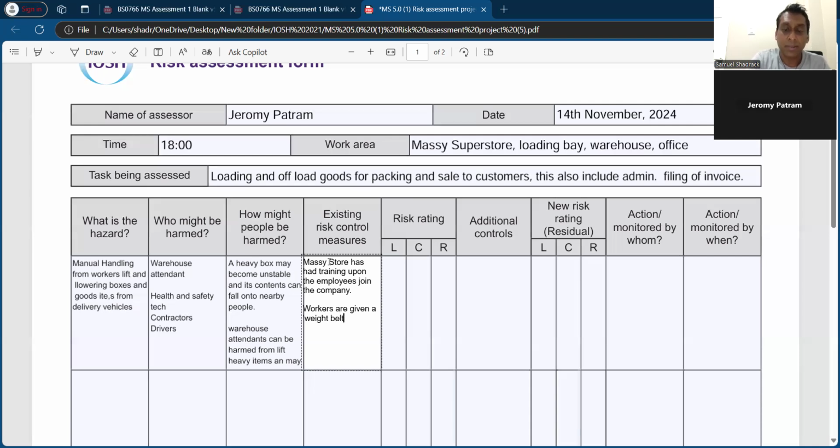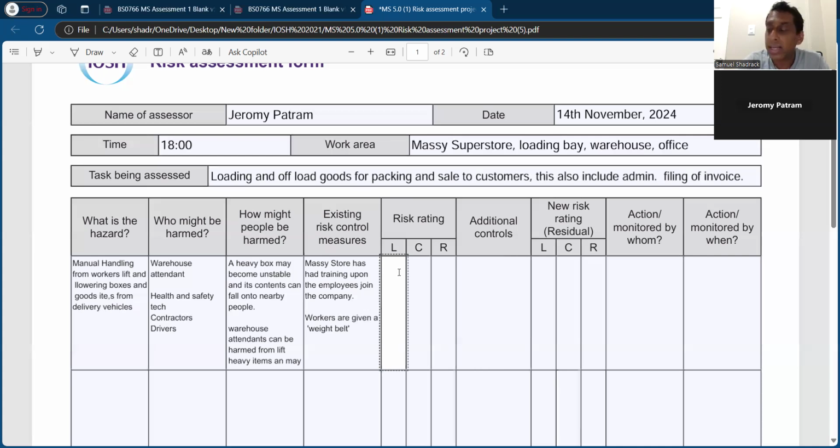A weight belt. Now you can put things like forklift and trolley jacks. No, because remember it's manual handling. Manual handling is strictly the use of your hands, like just moving things with your hand. Trolley jacks are not manual handling. So what you'll put here now will come under the additional controls. Because if it has back injuries, we could recommend here. So that's what the additional controls is for.